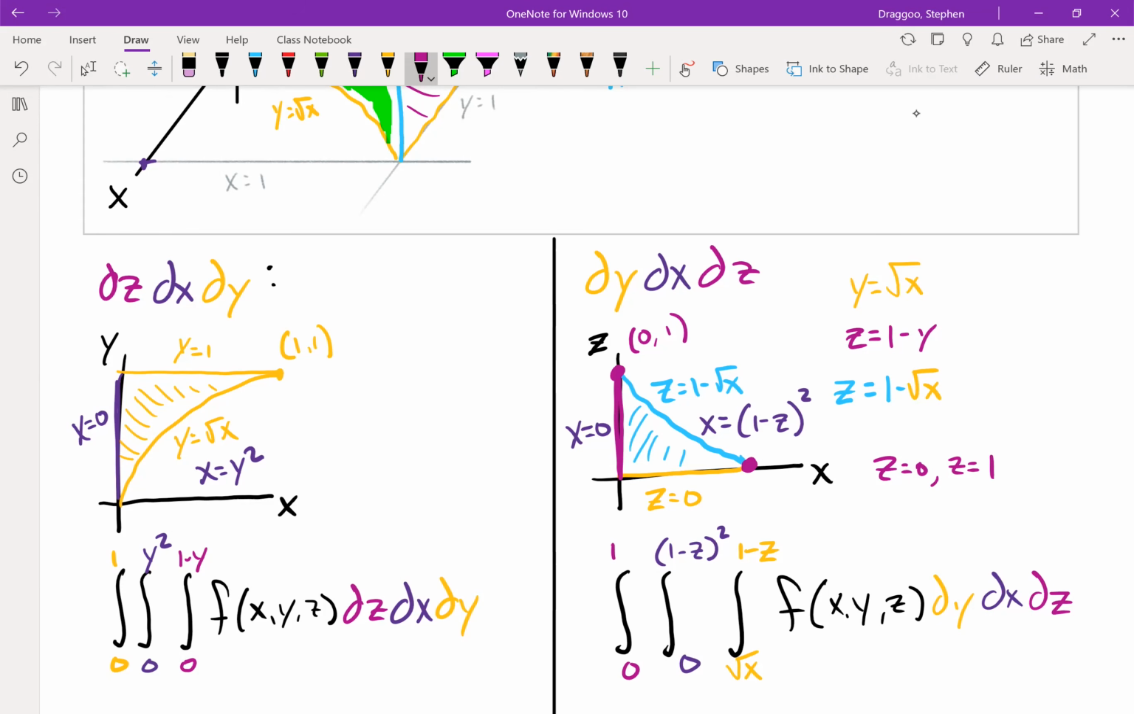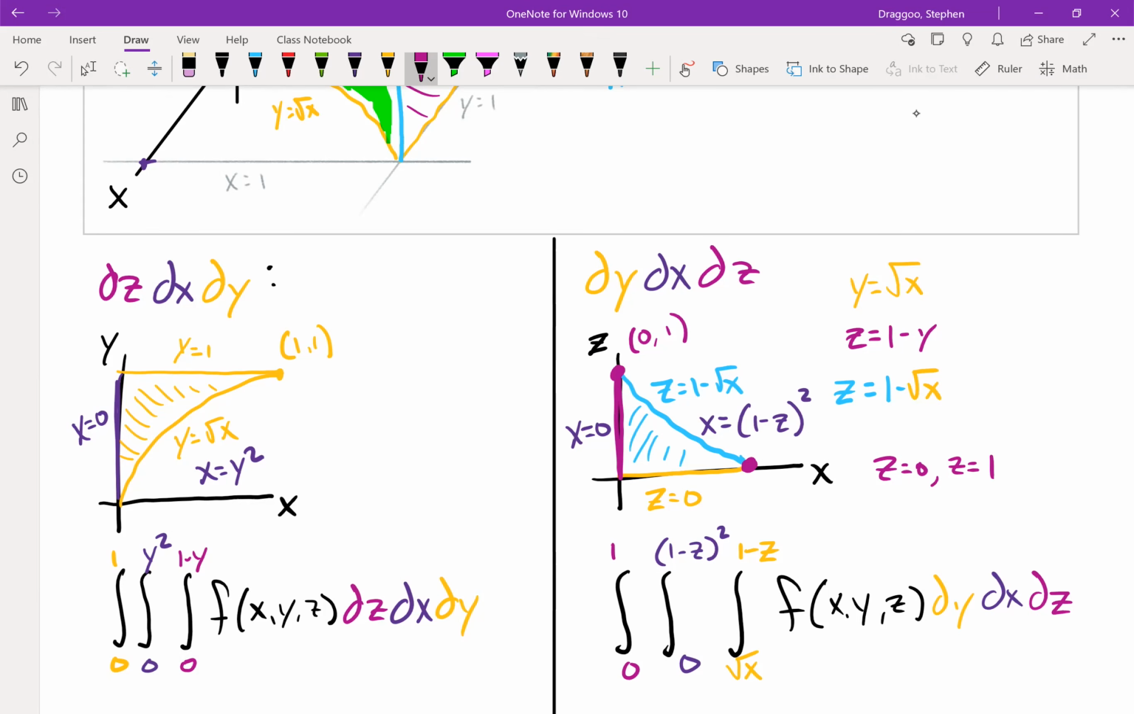All right, so to quickly recap, I knew I wanted to do y first, which meant projecting into the xz plane. Once I had my projection into that plane, I know I'm doing x second. So I'm going to want to write my boundaries in terms of x, or x in terms of z, x is a function of z. And then z is last, so we'll just go between its smallest number and its largest number.